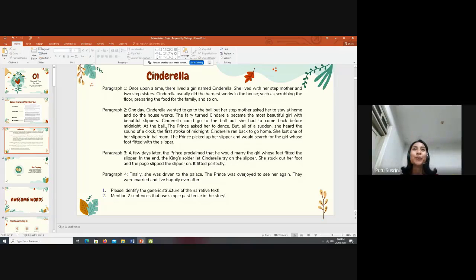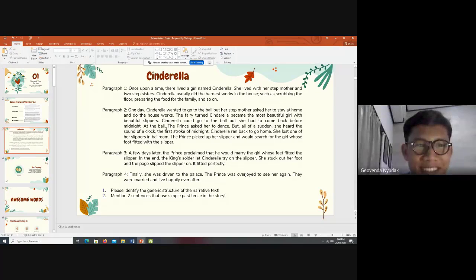The first paragraph is the orientation, and the second paragraph is the complication. The third paragraph is the resolution, and also the last paragraph is the reorientation. It's very good. So, what about the sentences that use simple past tense in the story? Who can answer?